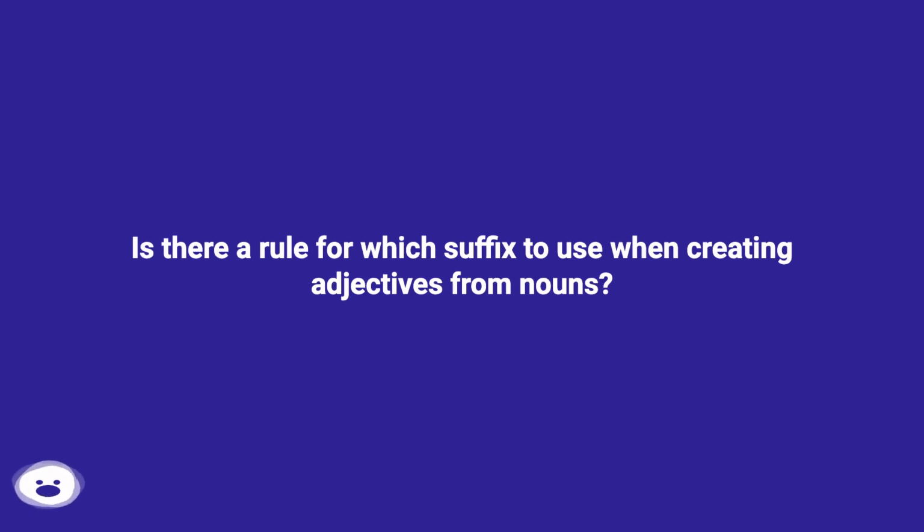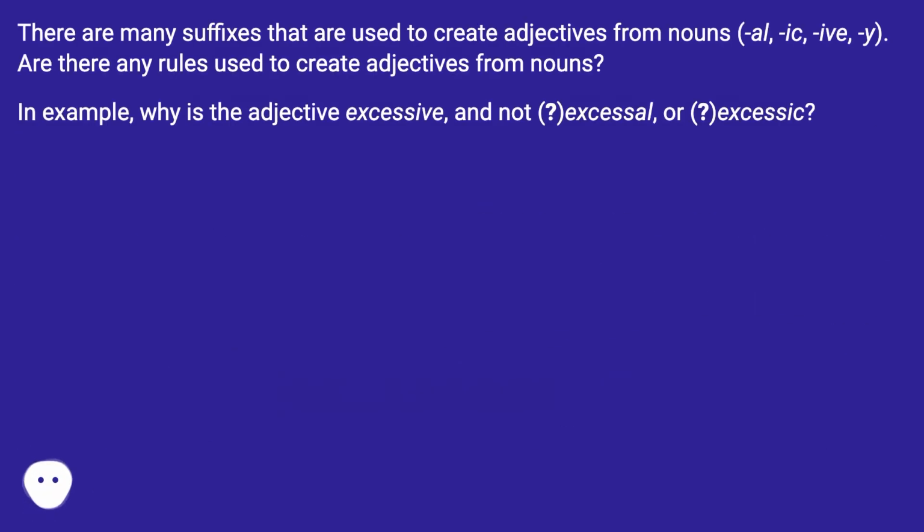Is there a rule for which suffix to use when creating adjectives from nouns? There are many suffixes that are used to create adjectives from nouns: -al, -ic, -ive, -y. Are there any rules used to create adjectives from nouns? For example, -ive is the adjective excessive, and not excessal or excessic.